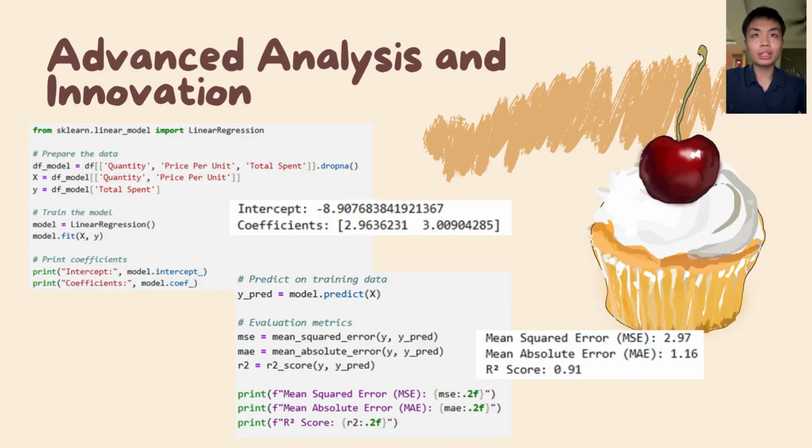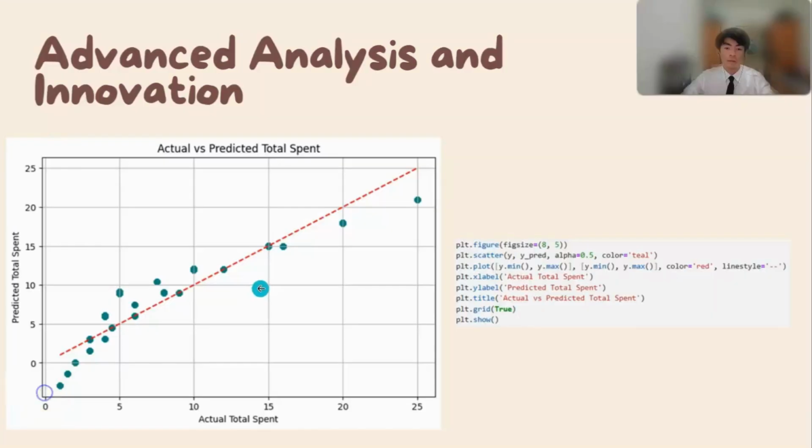To enhance the analytical depth beyond traditional exploratory data analysis, a predictive modeling approach was employed using linear regression, aimed at estimating the total amount spent based on the quantity purchased and the price per item. This slide shows a scatter plot comparing actual versus predicted spending values, visually confirming the model's reliability, with points closely aligned to the ideal prediction line.